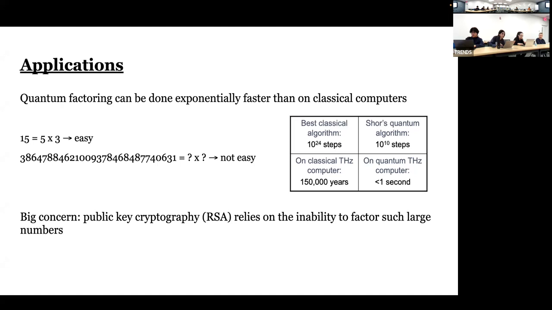Applications: this is the RSA thing. Quantum factoring can be done exponentially faster than on classical computers. This little table I found on a presentation somewhere, so I have no idea how accurate it is. But it maybe exaggerates how, if they work, quantum computers can revolutionize this factoring thing. And the big concern is that public key cryptography, or RSA, relies on the inability to factor such large numbers, so if we can do them in less than 1 second, that causes a big concern for our security. That's it.